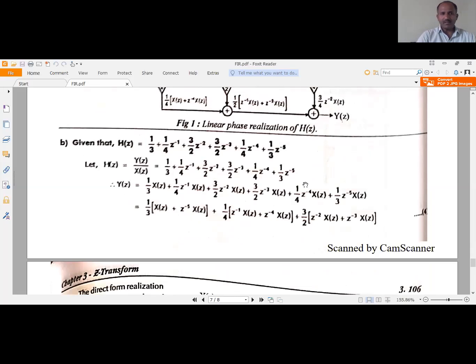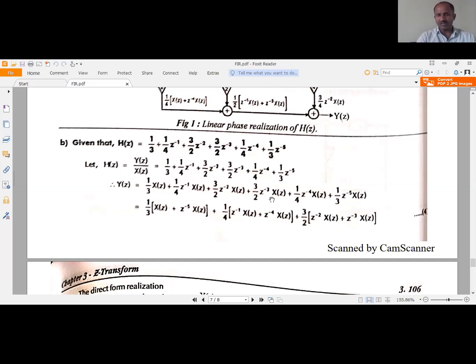See, question number B. Let h of z equal y of z by x of z. Then y of z equals, cross multiplying, x of z. And as I already told, take 1 by 3 out from the first element and the last element. That will be like this. And 1 by 4, take 1 by 4 from here and here. That will be z power minus 1 into x of z, then x of z into z power minus 4.